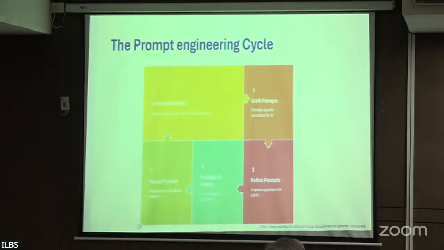So it is an iterative process. Understand the need, then craft the prompt. When you have anything in your hand that you want solved by the LLM, first you have to understand the problem. Then you have to craft the prompt. The prompt will give you some answer. Then refine the prompt, evaluate the AI output, and iterate the process.